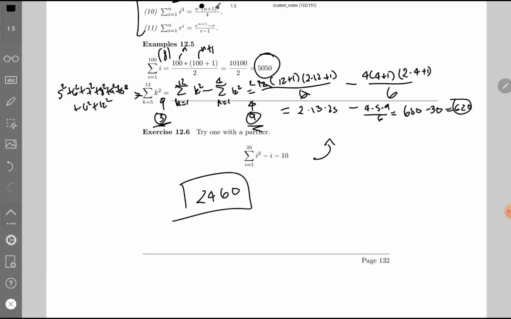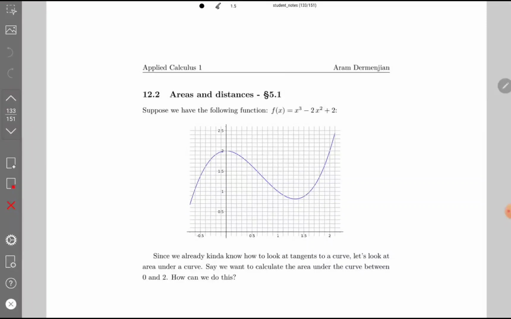So let's keep going. And let's actually use this stuff that we've been learning. Remember, most of this we're doing in order to calculate the area. Suppose we have the following function.